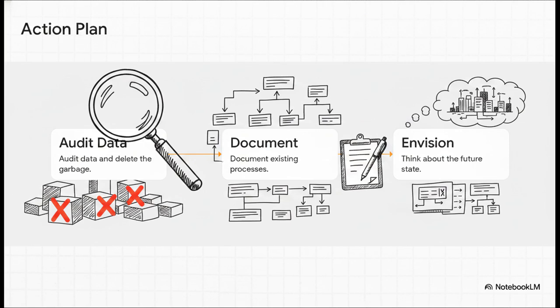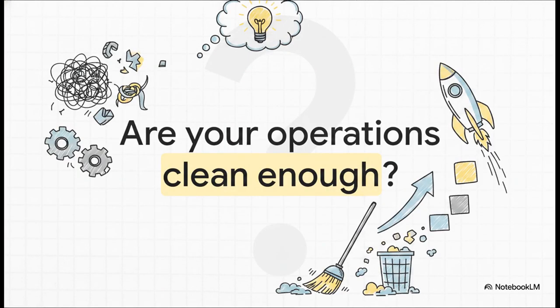Number 1, audit your data and ruthlessly delete the garbage. Number 2, clearly document your current processes, triggers, and segment logic. And number 3, envision the future state of your operations. Do this, and you'll be building your new data models with real intention. I'm going to leave you with one final thought to chew on.